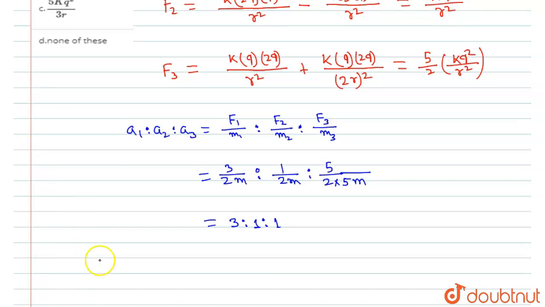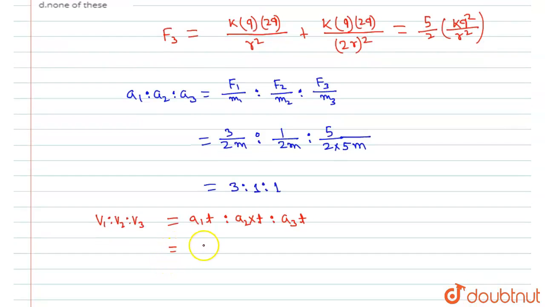Acceleration ratio. We can also find the V1, V2 and V3 ratio because we need kinetic energy. That's why we need V1, V2 and V3. So V1 ratio, V2 ratio, V3 is equal to what? We can see from here, this is equal to A1 into T for a particular time T, ratio A2 into T, and ratio A3 into T. Clear? Now we can see this is the same as the acceleration ratio. So 3 ratio 1 and ratio 1 we can write. Clear? So this is what V1, V2 and V3 ratio.